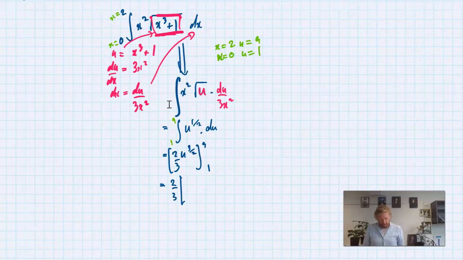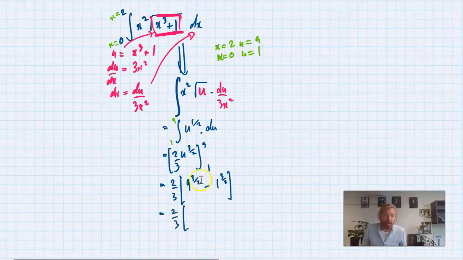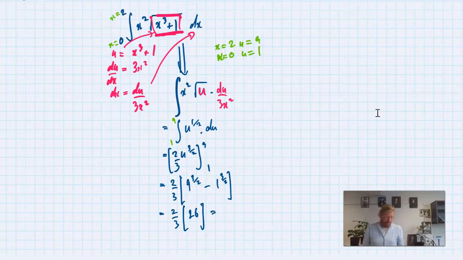9 to the 3 over 2 minus 1 to the 3 over 2, which is, what's that? 2 over 3. The square root of 9 is 3. 3 cubed is 27. Minus 1 is 26. 26 times 2 is 52. 52 on 3. Okay, good.